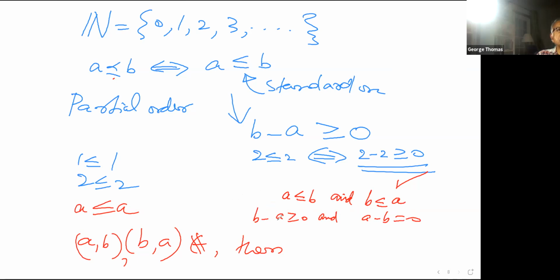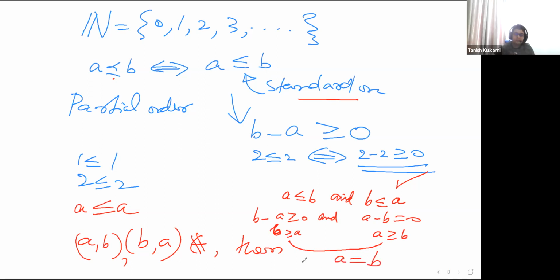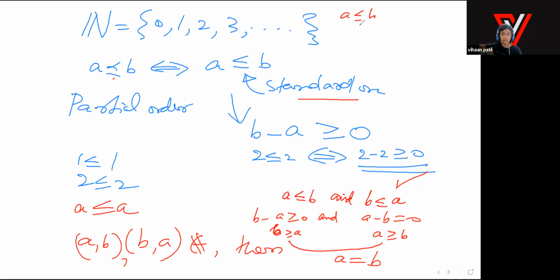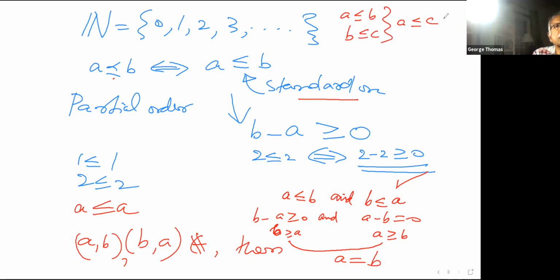If you have two numbers satisfying this, it means B is greater than or equal to A, and under our usual notation, the other means A is greater than or equal to B. When B is greater than or equal to A and A is greater than or equal to B, what is it? A equals B. So it is anti-symmetric. Is it transitive? Of course it is. A less than or equal to B and B less than or equal to C means A is less than or equal to C, isn't it?